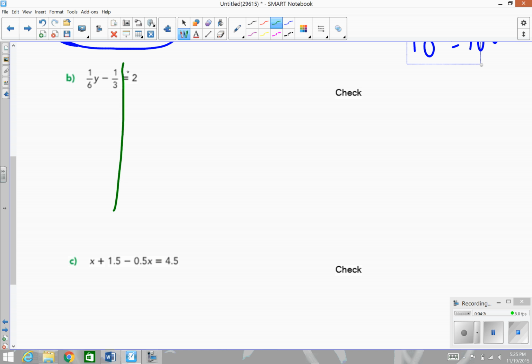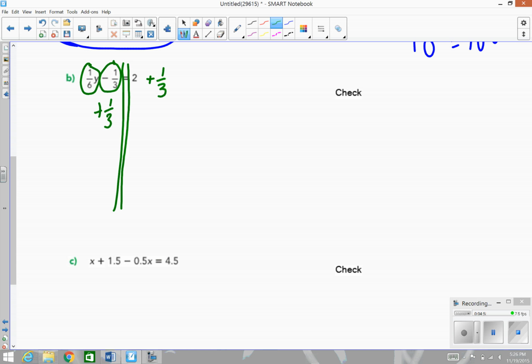Part B, draw a river. Again, I have an algebraic term here and a constant term here. The sign in front needs to be included, so that's a negative 1/3. The opposite of a negative is a positive.